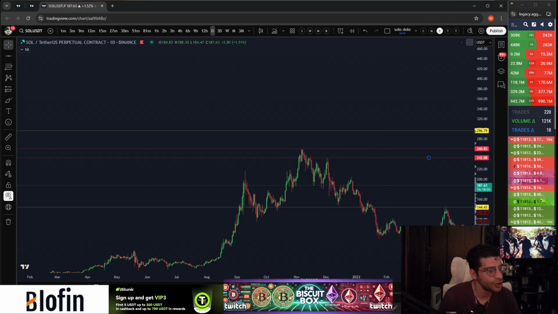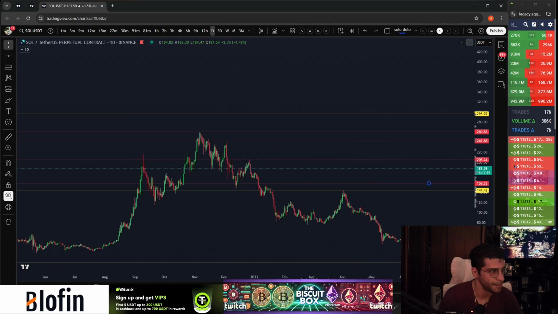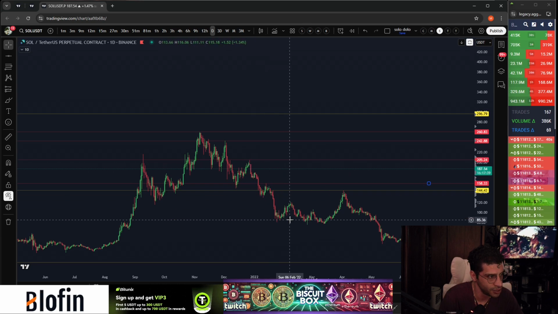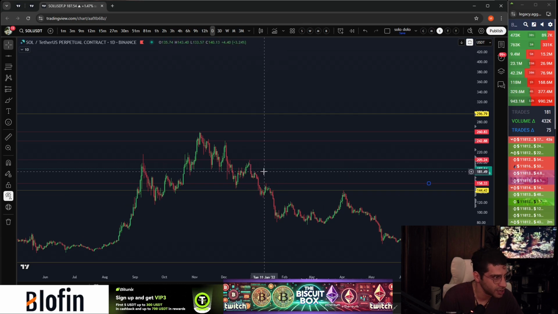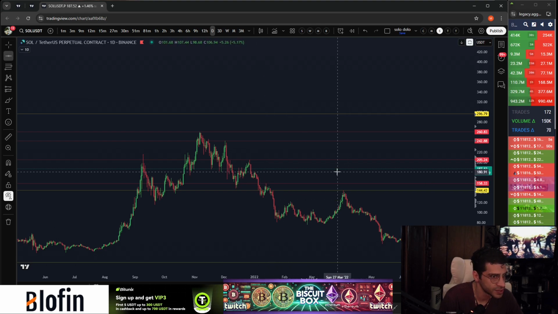Keep in mind, you can start off on the weekly as well, as long as you also ladder down. Personally, myself, I start on the daily. What I'm doing is I'm going down, and every area that you see the price pop up to and shit down from, you're going to mark a line. You could create a line right here at 177, 180.